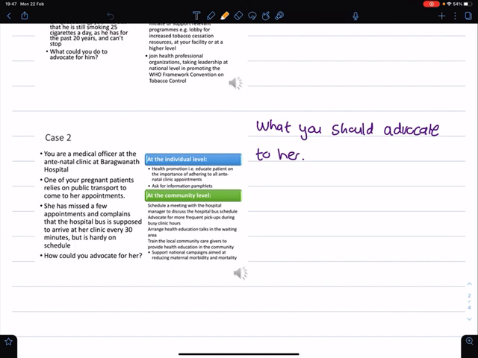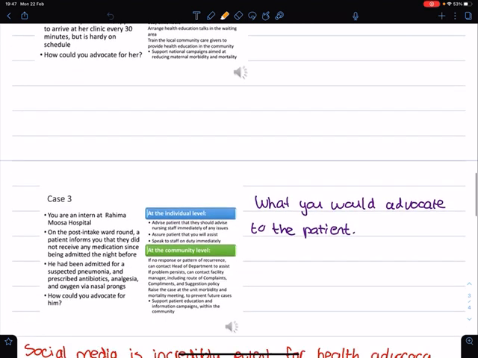On an individual level, you'll educate the patient on the importance of adhering to her appointments. You'll also ask for information pamphlets. And at the community level, you'll have a meeting with the hospital manager, discuss the hospital's bus schedule, and advocate for more frequent pickups in busier times. You'll arrange health education talks in the waiting area, train the local community caregivers to provide health education in the community, and things like that.